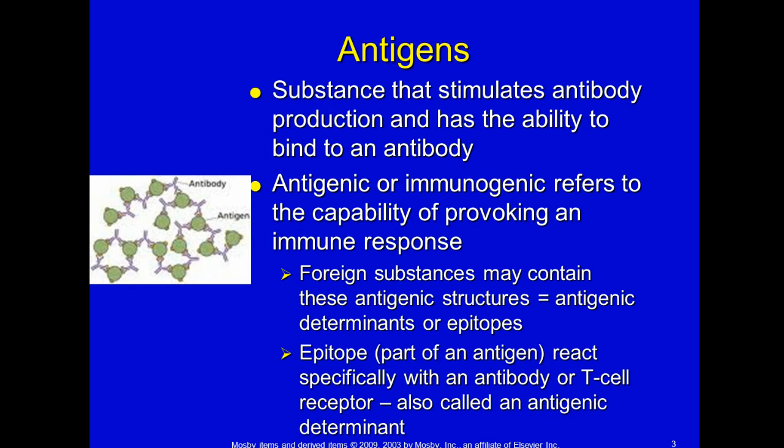First thing we're going to discuss are the antigens. These are a substance that stimulate the antibody production and has the ability to bind to an antibody. For example, think of flu season. Flu season has a big incidence of the flu virus floating around. When your body becomes exposed to the influenza antigen, it in turn makes an antibody to help fight off that influenza virus in the future.